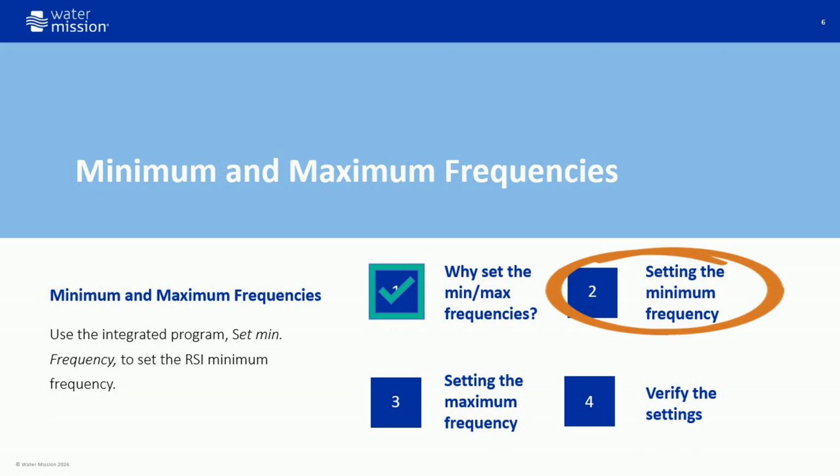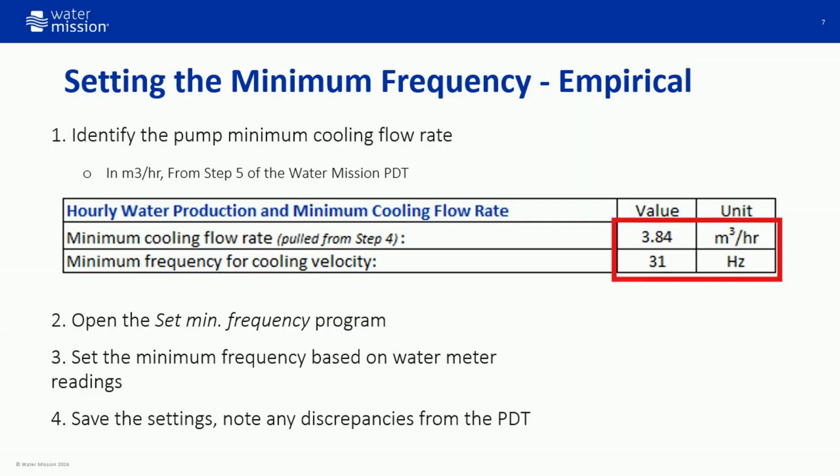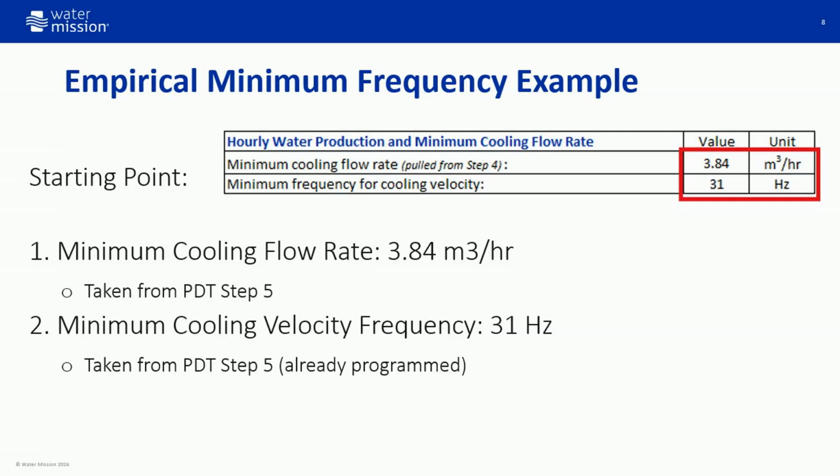Next, let's discuss how to do the full process of setting the actual minimum frequency for the operational project. In this step, we are empirically identifying the required minimum frequency setting rather than relying on the calculated value because these may not align in some projects. The goal is to set the RSI minimum frequency to the value that corresponds with the identified minimum cooling flow rate, which in our example is 3.84 meters cubed per hour. The calculated corresponding frequency may or may not be the actual required frequency at the project site.